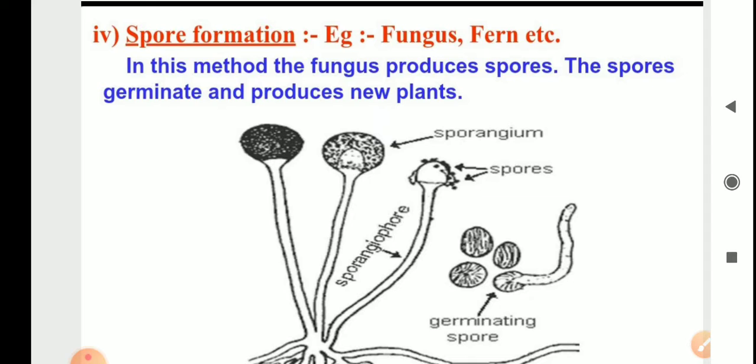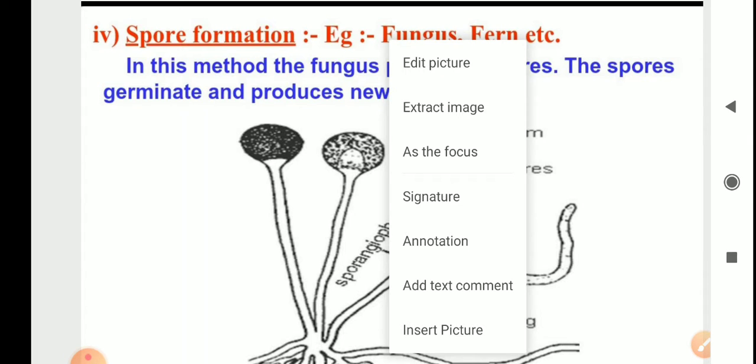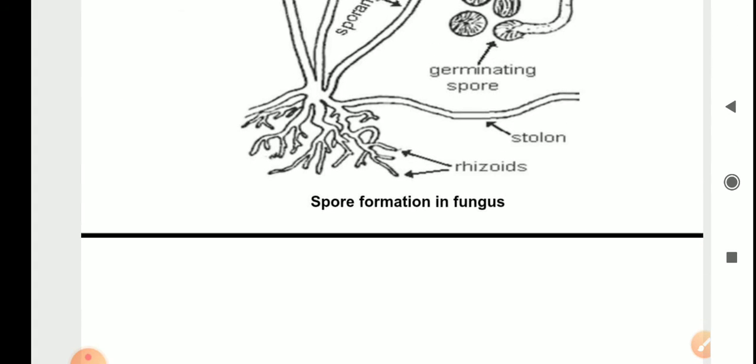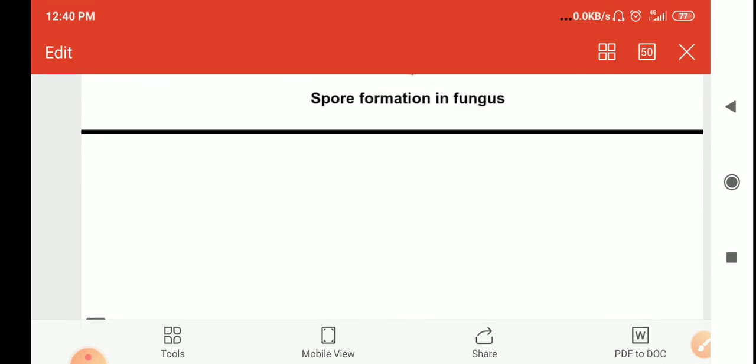Now the next and last one is spore formation. The example is fungus or fern. You may have seen fungus on bread or chapati. In this method, the fungus produces spores. The spores germinate and produce new plants. In this process, spores, very small grain-like structures, are formed in the small fungus plant and scatter around, and wherever they land, they grow into new plants. So asexual reproduction is complete here.